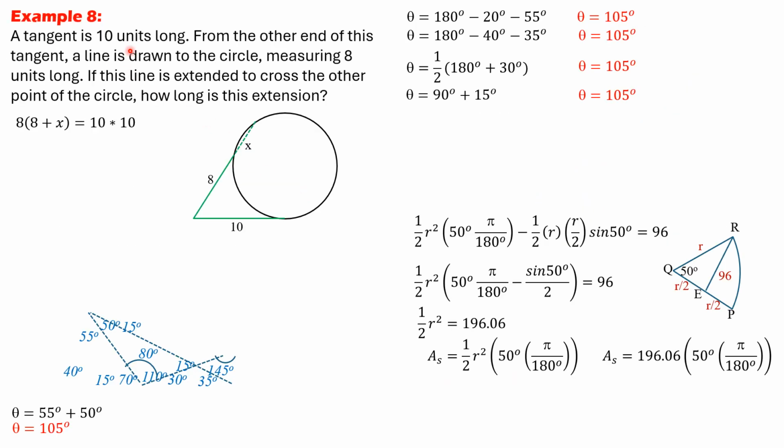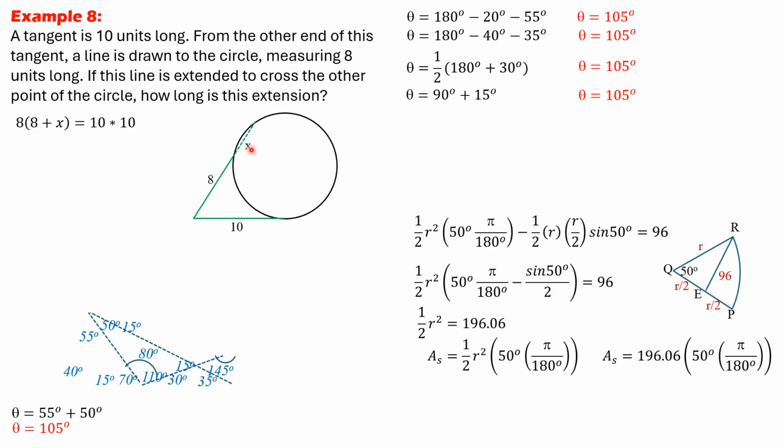Example 8, a tangent is 10 units long. From the other end of this tangent, a line is drawn to the circle, measuring 8 units long. If this line is extended to cross the other point of the circle, how long is this extension? So this is the situation. We have a tangent line 10 units long. Let's make it horizontal. Then from this end of the tangent to the circle, that's 8 units long. And if extended, find the value of x.